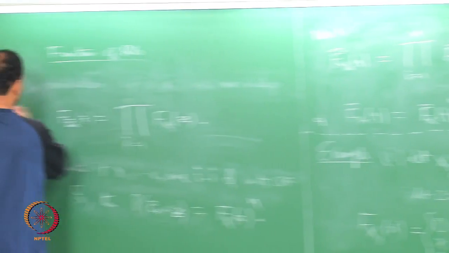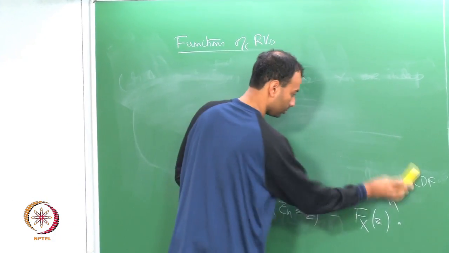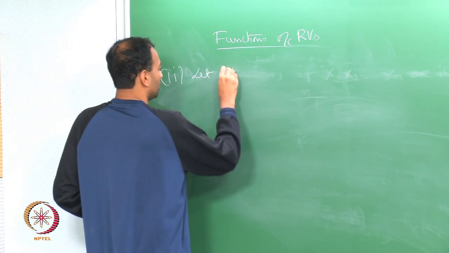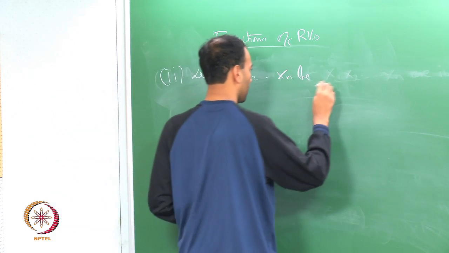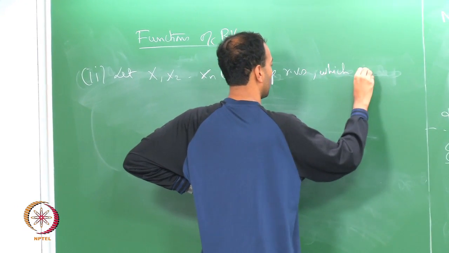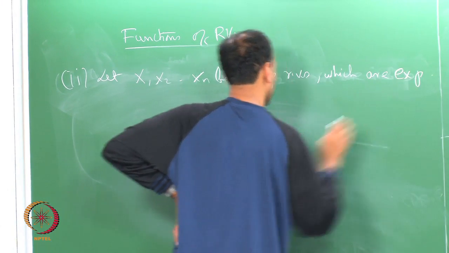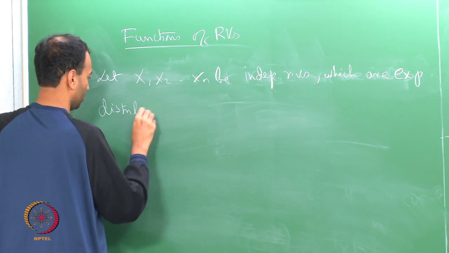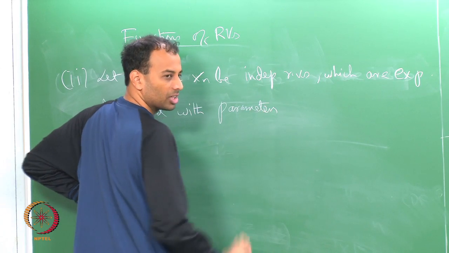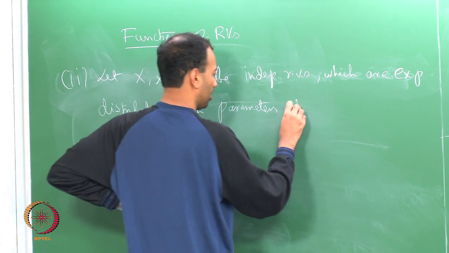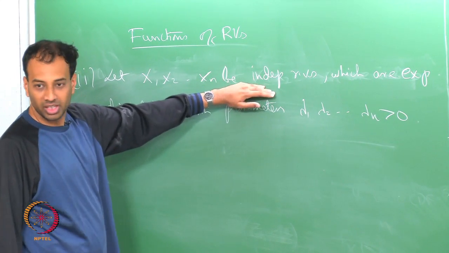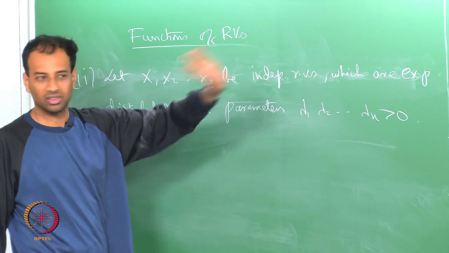Okay, let me just do one more example in the 5 minutes that remain. So, example number 2, let x1, x2, dot dot dot, xn be independent random variables which are exponentially distributed with parameters. So, exponential has one positive parameter lambda, right. So, I am going to give you the parameters lambda 1, lambda 2, dot dot dot, lambda n greater than 0. So, I am telling you that these are exponential random variables, they are independent, but they are not identically distributed, they have different parameters. Okay.